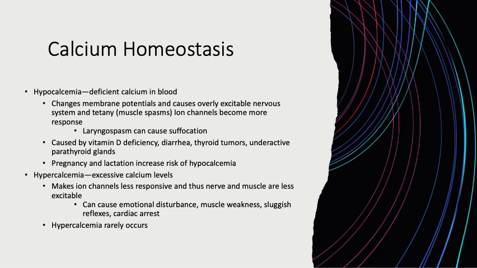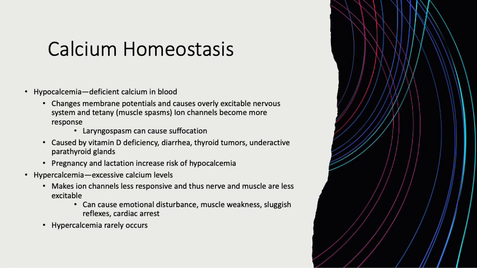So hypocalcemia just means you don't have enough, right? Hypo is low, calcemia, calcium. So you don't have enough calcium in your blood. This can change the membrane potentials and cause an overly excitable nervous system and/or tetany, which is muscle spasms. So too little of this ion can cause your muscles to twitch and spasm.